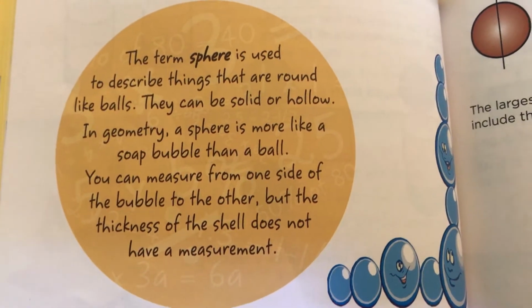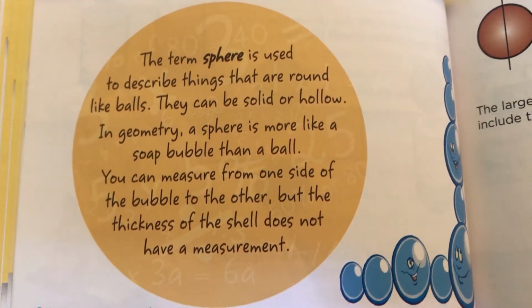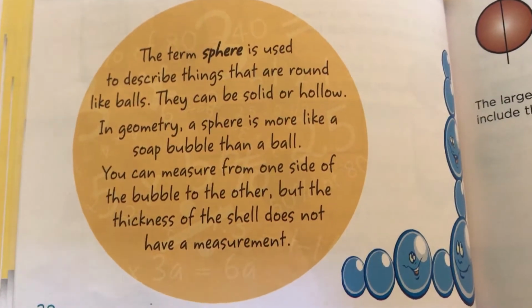In geometry, a sphere is more like a soap bubble than a ball. You can measure from one side of the bubble to the other, but the thickness of the shell does not have a measurement.